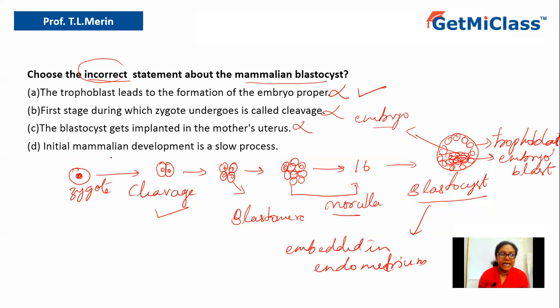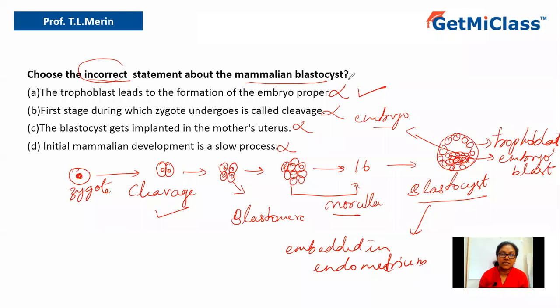Option D says initial mammalian development is a slow process. Yes, of course, it is a slow process because the gametes have to be formed, and further there should be the fertilization process, and further the zygote has to develop into an embryo, then fetus, then the baby. Hence, it is a slow process. It is a correct statement, but it is not our answer.